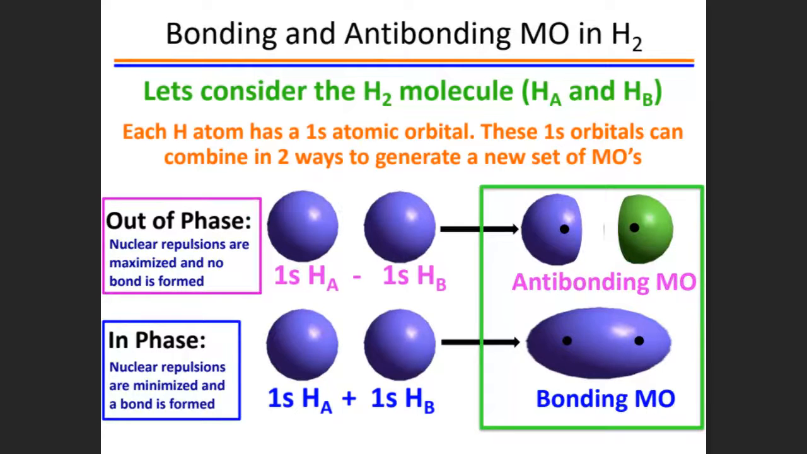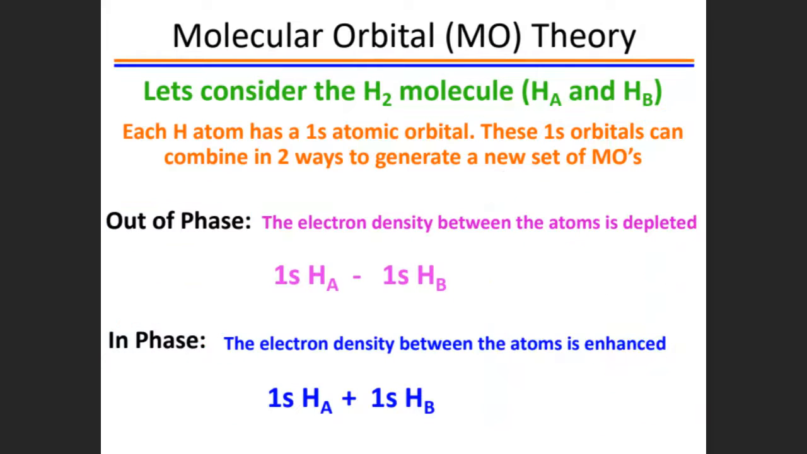So let's go back here now. That's why we are saying let's consider the hydrogen molecule, one atom Ha, one atom Hb. There are two types of new molecular orbitals, one is antibonding and another is bonding. In phase, the electron density will be higher between the atoms, and as a result the bond will be formed. But out of phase, the electron density will be low or depleted. That's why the antibonding molecular orbital will form.